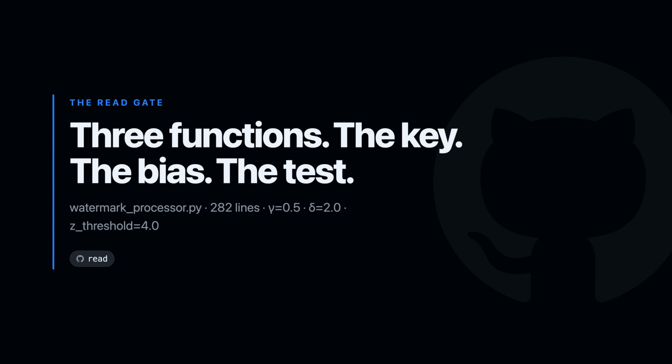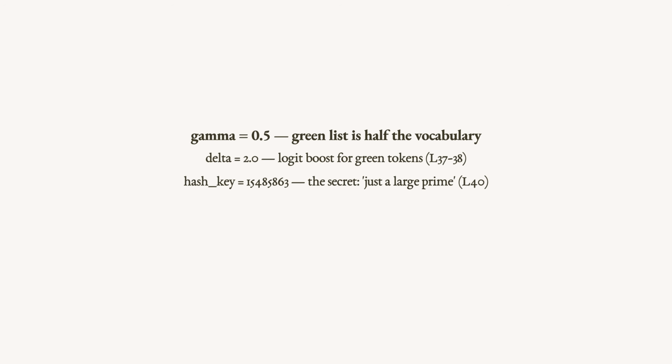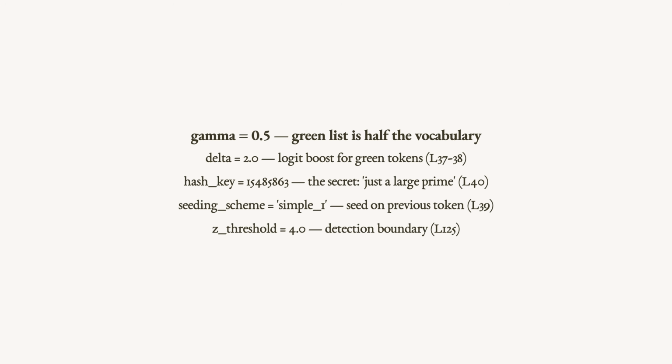Time to read the code. 5 parameters. Gamma 0.5: half the vocabulary is green at each position. Delta 2.0: the logit boost applied to green tokens. Hash key 50,485,863: the secret described in the code is just a large prime. Seeding scheme simple_1: the RNG seeds on the single previous token only. Z threshold 4.0: the detector's decision boundary.